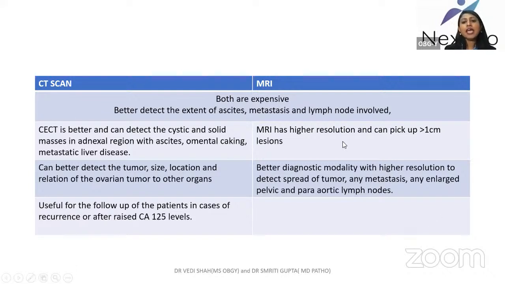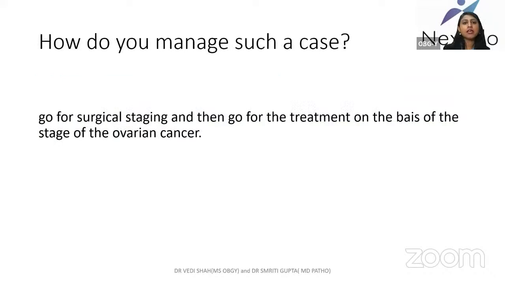Now, if you talk about the MRI, then MRI is going to be better in picking up the lymph nodes, as well as the lesions which are more than 1 centimeter. And since this has high resolution, it will help to detect any kind of spread of the tumor or any mets or enlarged pelvic or para-aortic lymph node. So that was about the ultrasound, CT scan, and MRI.